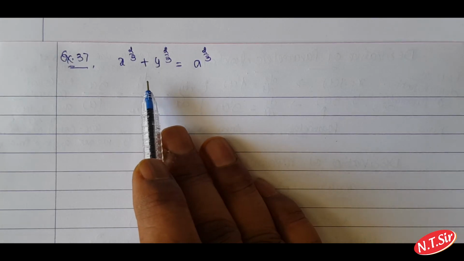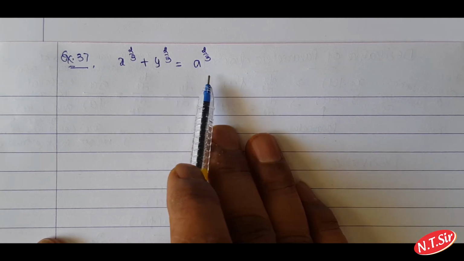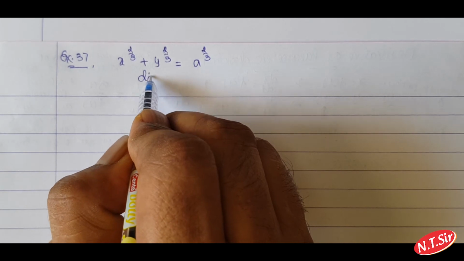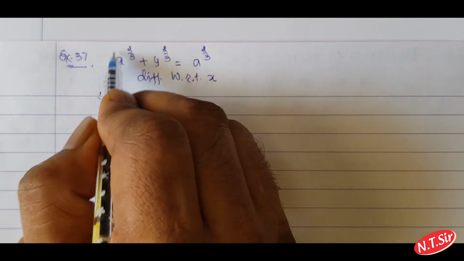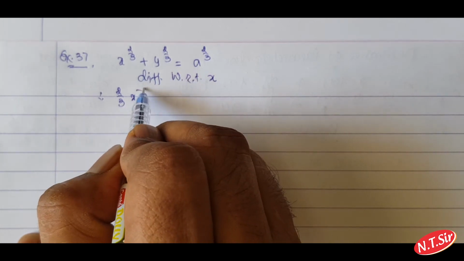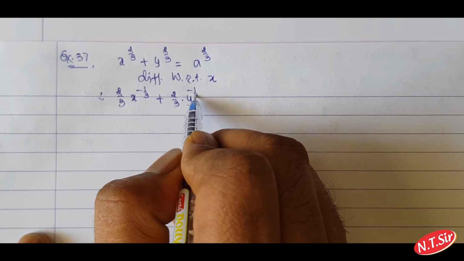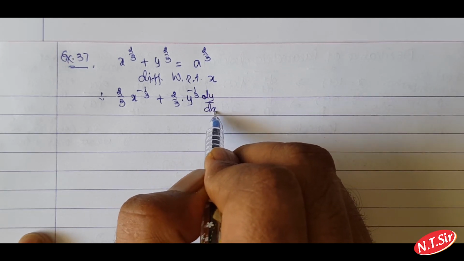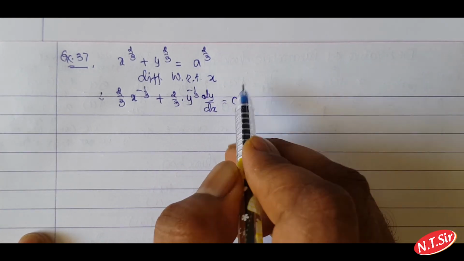Example 37, x raised to 2/3 plus y raised to 2/3 is equal to a raised to 2/3. So this is not a parametric equation, this is a simple implicit function. So differentiating with respect to x, what we get here? Derivative of x raised to 2/3 is 2/3 x raised to 2/3 minus 1, that is minus 1 upon 3, plus here again 2/3 y raised to minus 1 upon 3 into, this is a function of y, so you have to multiply by dy by dx according to the chain rule, right? And this is constant raised to constant, so derivative is 0, right?